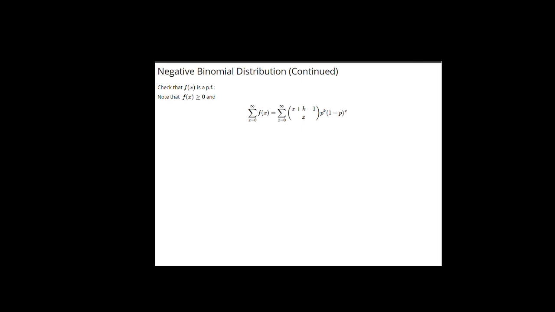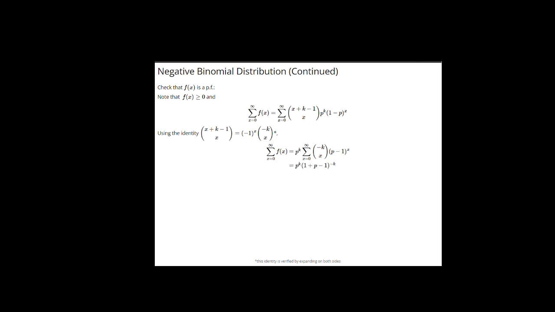That's the sum of x plus k minus 1, choose x, p to the power k, 1 minus p to the power x, and we're adding over all non-negative integers x. There is an identity that's helpful here. You can verify this identity just by expanding both sides. X plus k minus 1, choose x is the same as minus 1 to the power x, minus k, choose x. If we make that substitution above, then the sum becomes p to the power k times the sum of minus k, choose x, p minus 1 to the power x.